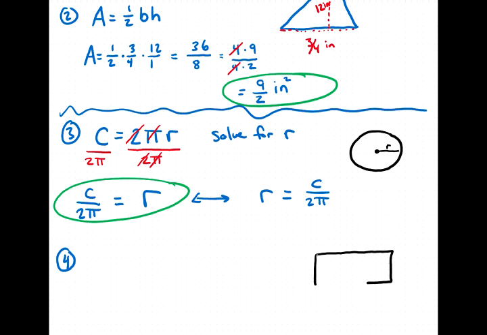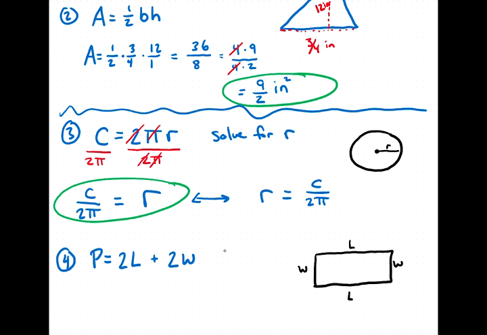Let's look at the perimeter of a rectangle. So we'll call this side the length, and this side the length, and this side the width, and this side the width. Circumference and perimeter are basically the same thing. It's the distance around. The distance around a circle we call the circumference. The distance around a rectangle we call the perimeter. But in both cases, it's the distance around. So for a rectangle, the perimeter is equal to 2 times the length plus 2 times the width.